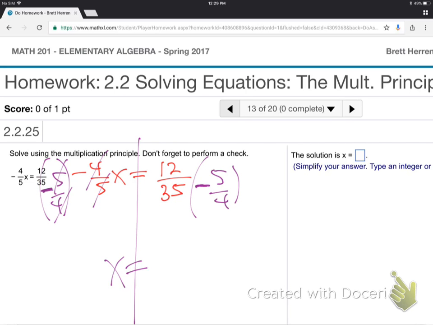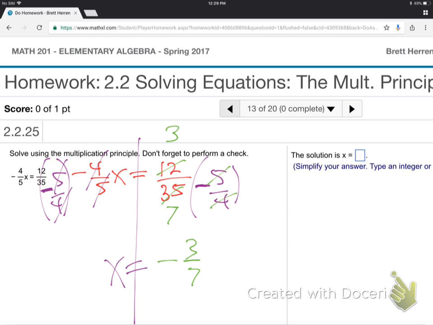Is that making sense? Always multiply by the upside down. Now what happens on the other side? Cross cancel and multiply whatever's left over. 4 goes into 12 3 times. 5 goes into 35 7 times. And there's 1 negative left over, so negative 3/7. And we're done.